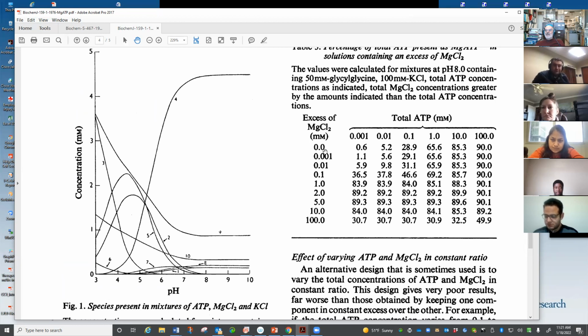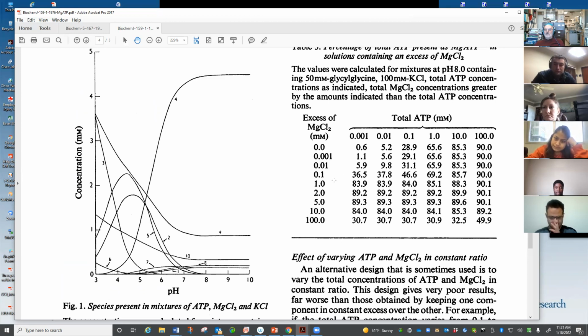Okay, this is excess of magnesium. So if you have micromolar, you're adding 1 millimolar. If you have millimolar, you're adding 2 millimolar. If you're adding 10 millimolar, you're adding 11 millimolar magnesium. If you're adding 100, you're adding 101. Okay, so it's in the excess that you'll get these numbers.